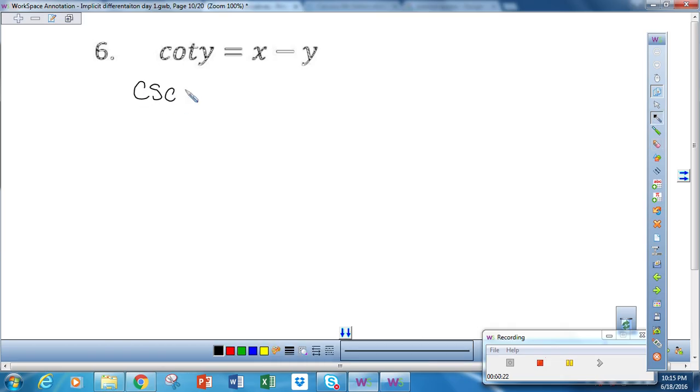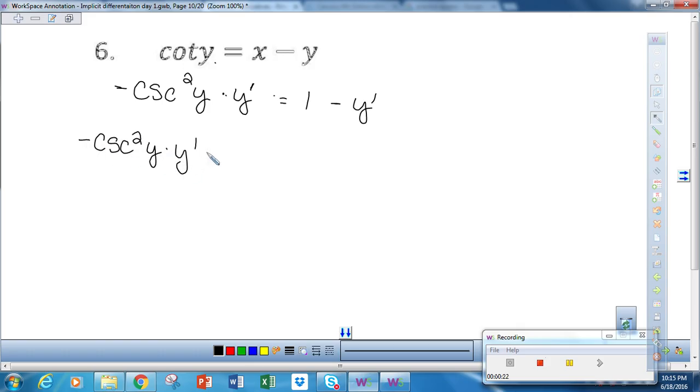And it's also negative, and I'm not sure why I'm having a hard time writing cosecant tonight. But it's negative cosecant squared y, but then I still have to do dy dx. And that's equal to the derivative of x, which is 1, minus dy dx. So once again, bringing everything to one side, I get negative cosecant squared y times y prime plus y prime is equal to 1.